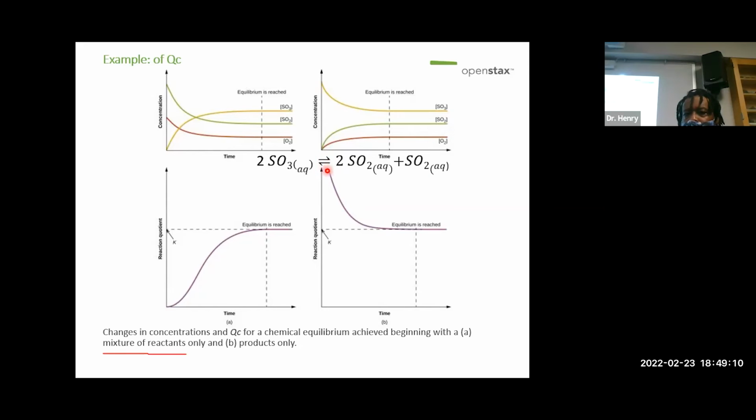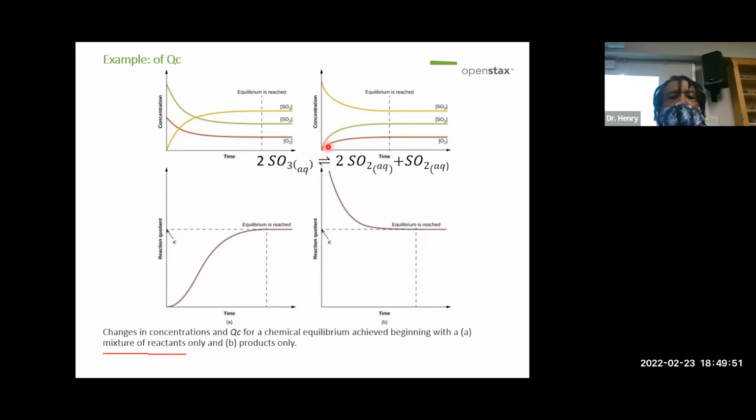So in this second figure, we're starting with only our products. At time zero, we have only our products. That isn't working out right. That is actually kind of backwards. Did I say this wrong? I think I wrote the equation wrong. It's actually flipped. So this is our product, this is our reactant. So it should actually be flipped.